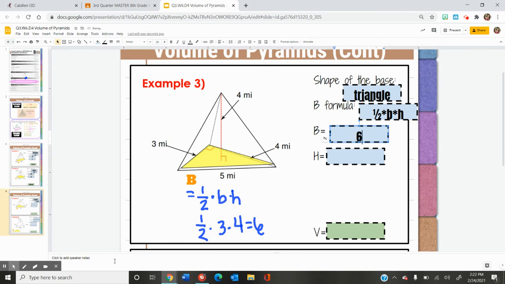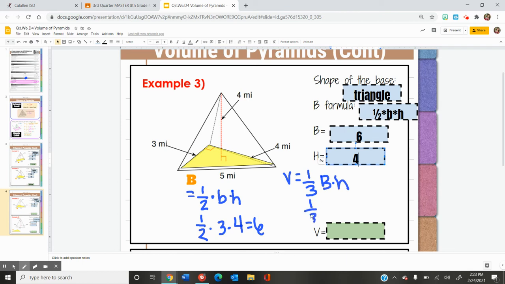So now let's go ahead and find the height of my pyramid. Now the height of my pyramid is going to be 4. It is from the center of my base shape to the peak, and here it tells me that that is 4. So to find the volume of this pyramid, again, the formula is volume equals 1/3 area of my base times my height.